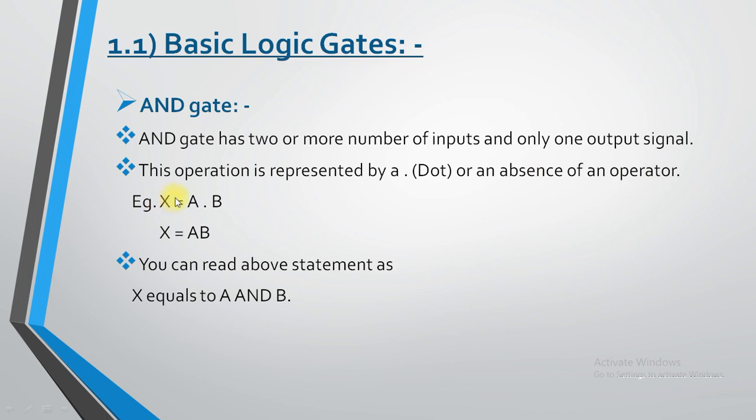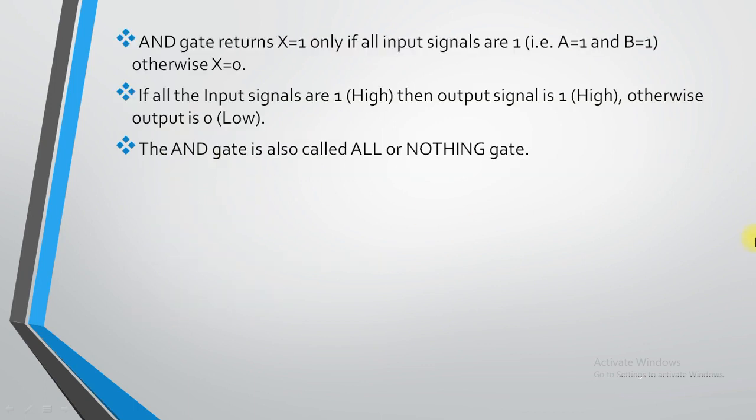Now if you want to read this particular statement, you can read it as X equals A and B. Again, I am going to repeat: X equals A dot B, where the dot is referred to as AND, so A and B. You can read this statement in this way.